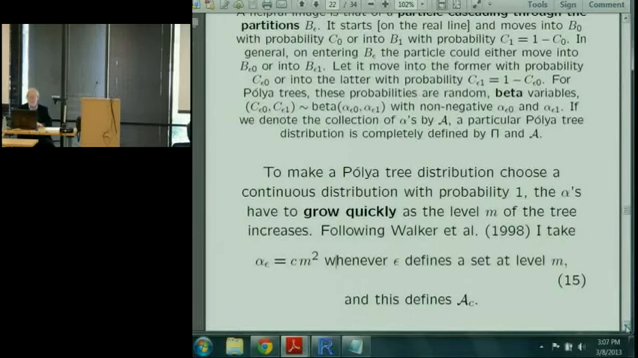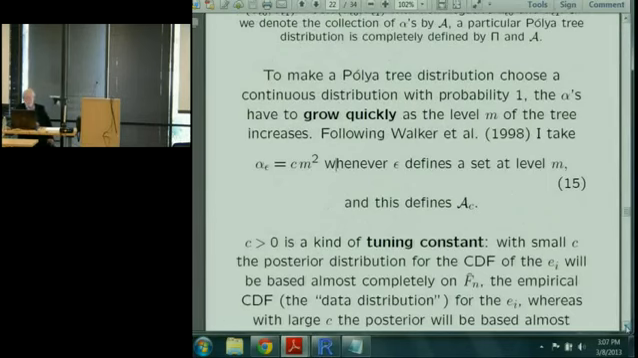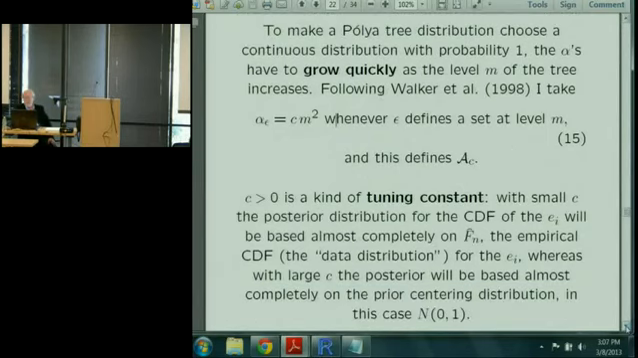And as we've seen, c is a kind of tuning constant. With small c, the posterior distribution for the CDF of the errors in my model, my location scale model, will be based almost completely on the empirical CDF of those residuals, you could call them. Whereas with large c, the posterior will be based almost completely on the prior centering distribution, which is normal 0, 1. So if you wanted to dummy out Bayesian nonparametrics and make it into Bayesian parametrics centered at the normal distribution, just run a polytree with a huge value of c, and out will come the usual normal result. And then you can start making c get smaller and watch how the results change. And the way they change is telling you how non-normal the data was to begin with without having looked at the data. So that's kind of cool.